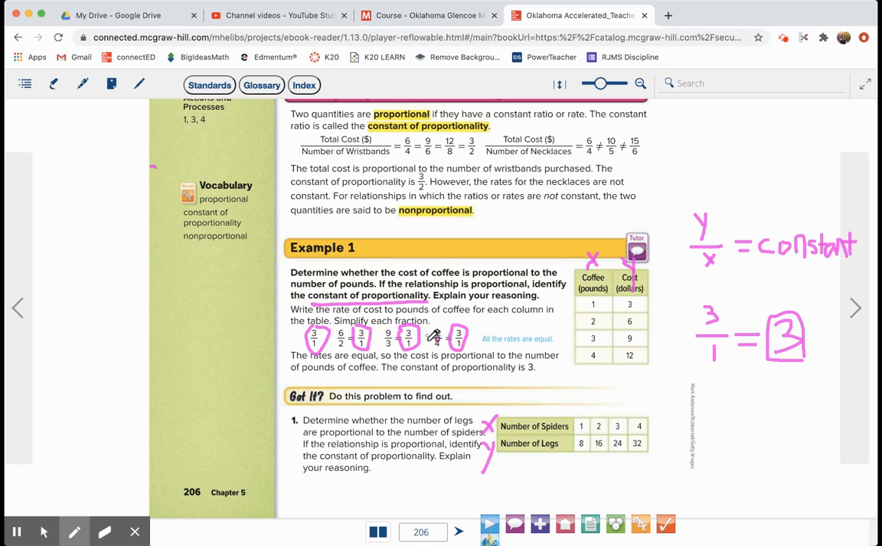You're showing me what your constant is, or you're showing me that they're not proportional. So don't think too much into that part. Okay, so attempt number 1, and then I'll go over it.